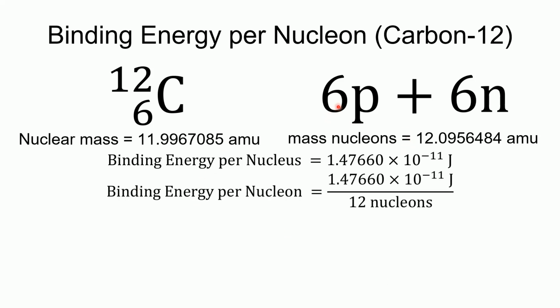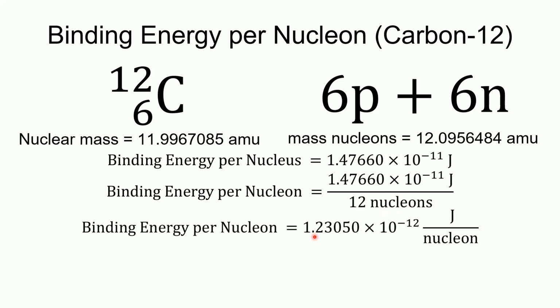So here we've got 6 protons and 6 neutrons. That gives us 12 nucleons. So we'll divide by the 12 nucleons, and that gives us a number of 1.23050 times 10 to the negative 12 joules per nucleon. And that is our binding energy per nucleon.